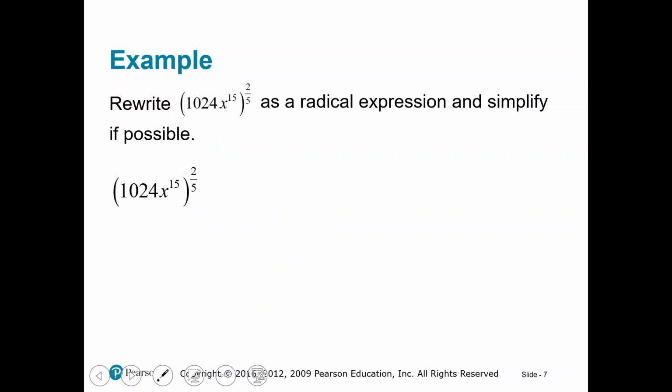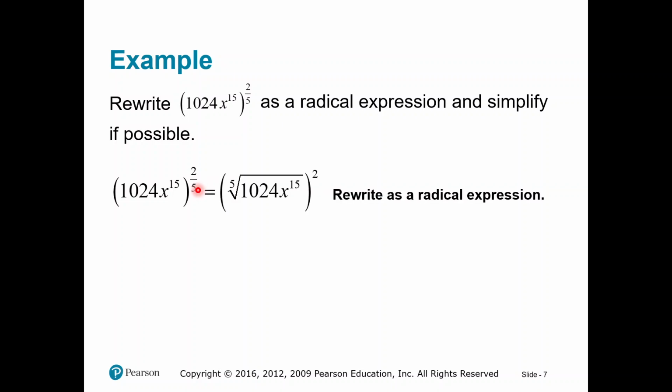What about this one? 1024 x to the 15 raised to the power of 2/5. Again, the 5 will be the 5th root, and the 2 will be the power. And now, what is the 5th root of 1024 x to the 15? That is 4x to the 3rd.